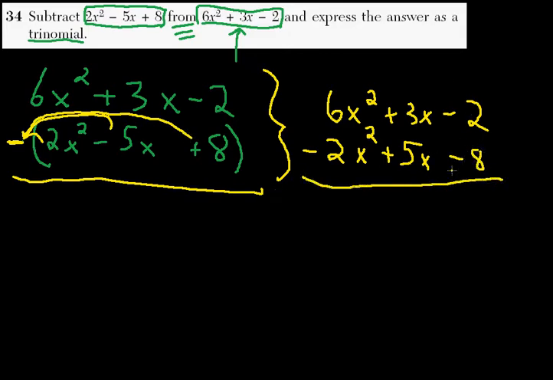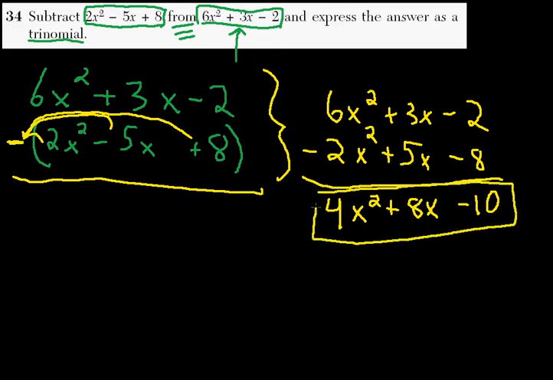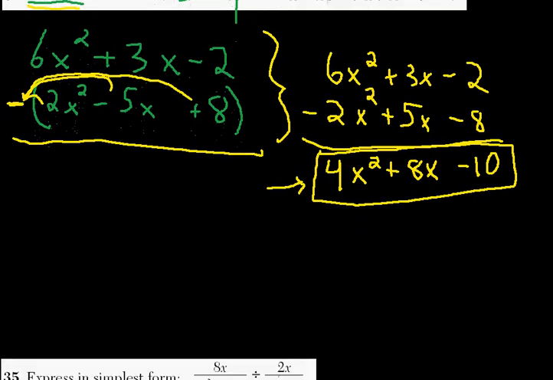And now we just add these guys. We just add them. So minus 2 and minus 8, that's minus 10. We're combining them. 3x and 5x, that's plus 8x. And then 6x squared minus 2x squared, that's 4x squared. And that is your answer, 4x squared plus 8x minus 10. It didn't say you had to simplify the trinomial, it just said express it as a trinomial, and we've done exactly that.